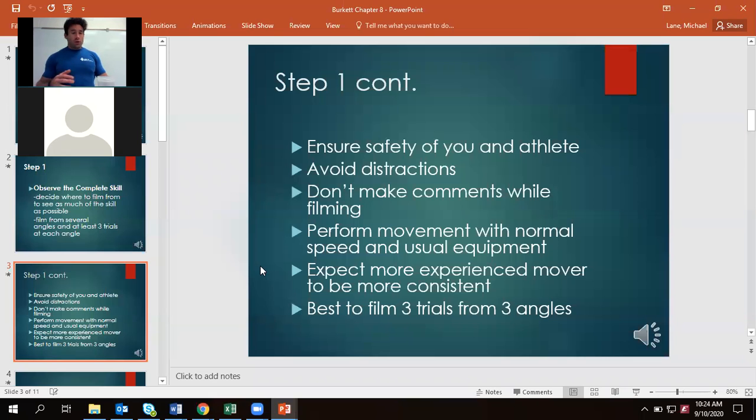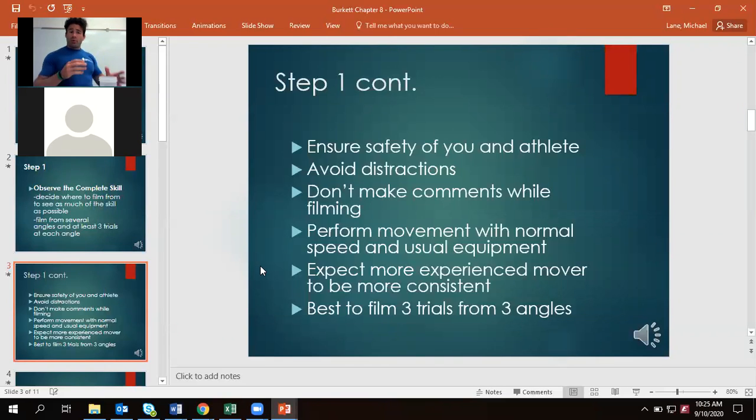We're going to try to do it with the typical speed and equipment. So we're not trying to go slower so we can make it look better. We're not going to use lighter or heavier equipment that might cause more mistakes or make the skill easier. We want to know what it really looks like when they perform it. Someone that has done the skill more frequently is going to be more consistent with their movement. The person that hasn't done as much is more likely to make errors. And once again, film 3 different trials from 3 different angles.